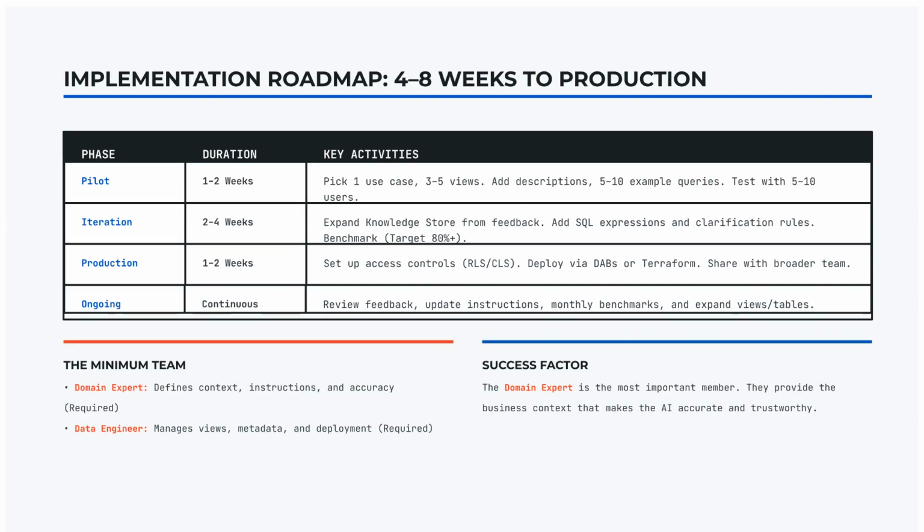Then 1 to 2 weeks for production. Set up proper access controls, row-level security, and deploy using DAVs or Terraform. After that, it's continuous improvement. Review feedback weekly and keep refining. Remember, your domain expert is the most important person on the team. They provide the business context that makes everything accurate and trustworthy.